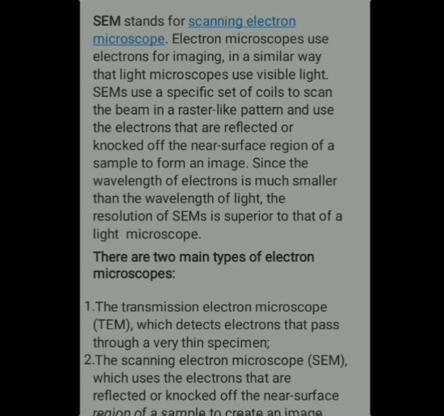Since the wavelength of the electron is much smaller than the wavelength of light, the resolution of scanning electron microscopy is superior to that of light microscopy. There are two main types of electron microscopy: transmission electron microscopy, which detects electrons that pass through a very thin specimen. Second, we have scanning electron microscopy, which uses the electrons that are reflected or knocked off the near surface region of the sample to create an image.